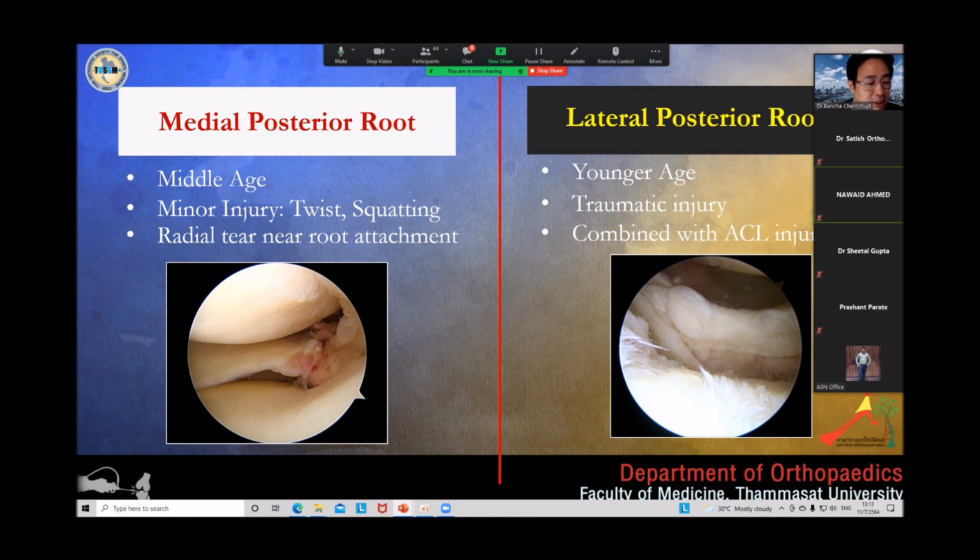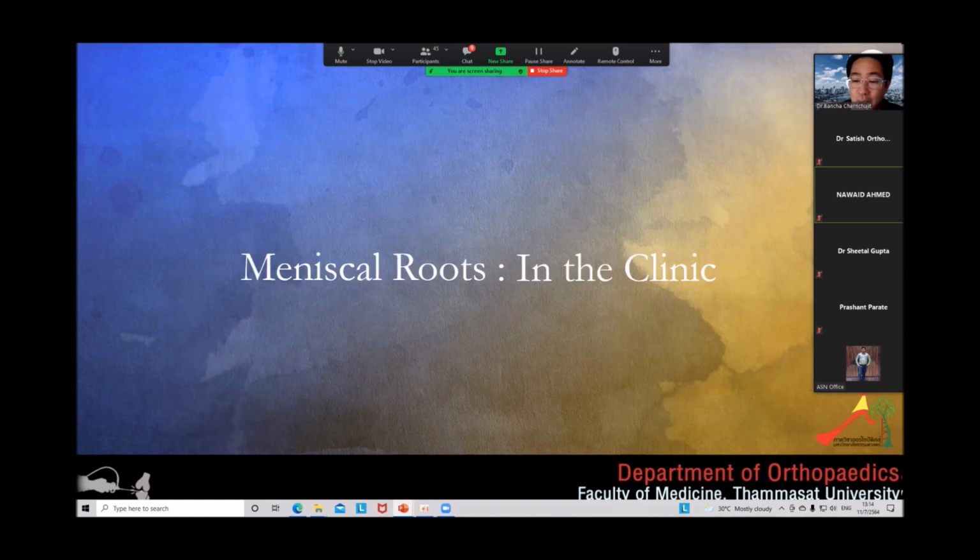The medial side is more common in middle age. A minor injury like twisting or squatting can cause a radial tear close to the root attachment. For the lateral side, it's more common in the young, with traumatic injury like a twisting injury, and it is always combined with an ACL injury.